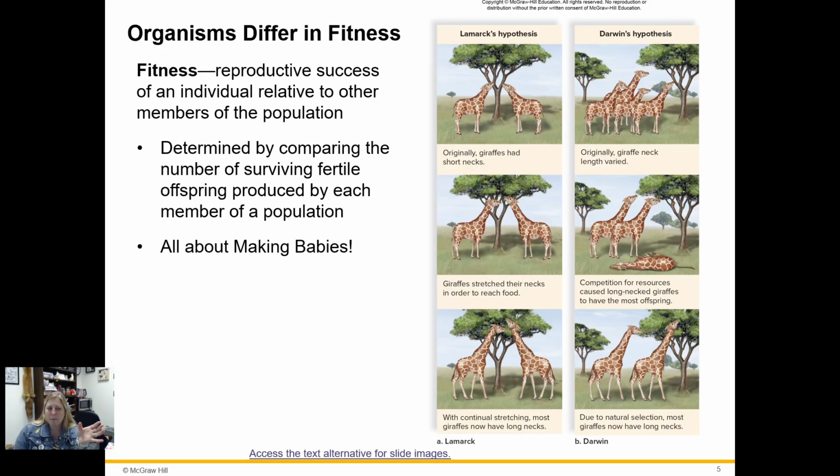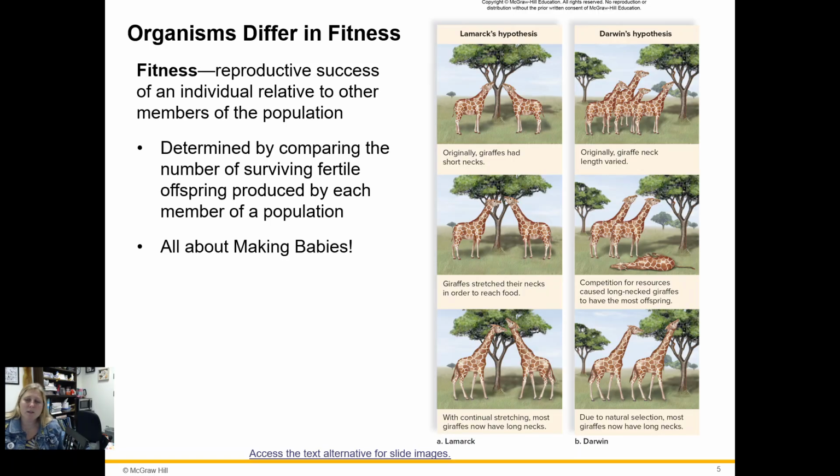Fitness is all about making babies, and living organisms are driven to pass their genes on to their offspring. And in that way, we are saying that the individuals who survive, the ones who are best at competing, the ones who get the most mates, the ones who have the best phenotypes and therefore genotypes are the ones that are going to have offspring. And that is something that we do see happening, okay?